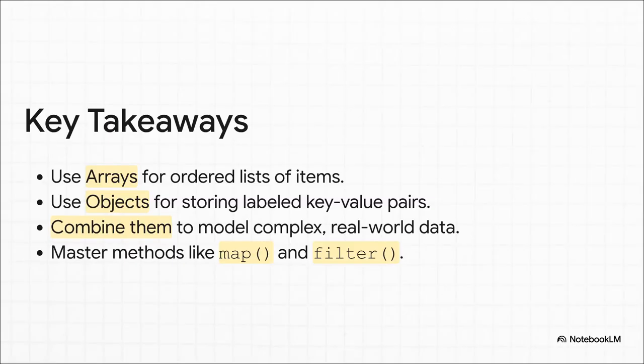So let's do a super quick recap. The main takeaways are: use arrays when the order of things is important, use objects when the labels are what matter, combine them to build complex real-world data structures, and finally, get really comfortable with those array methods like map and filter because they will let you transform your data like a pro.